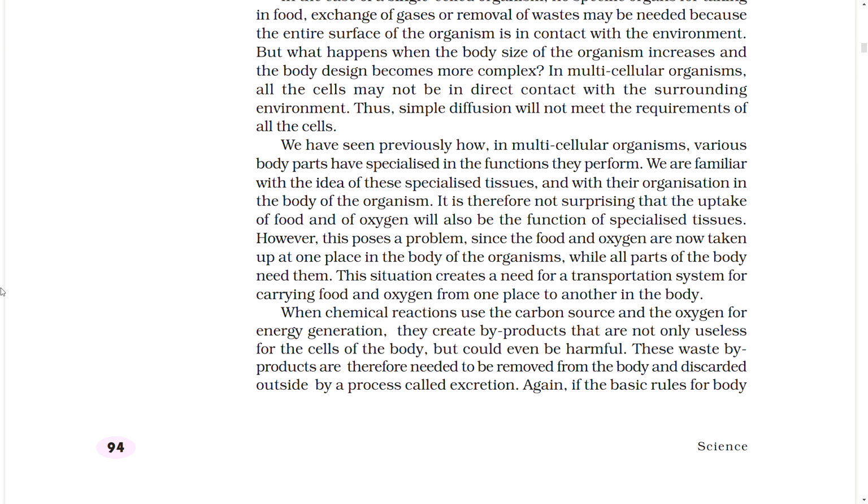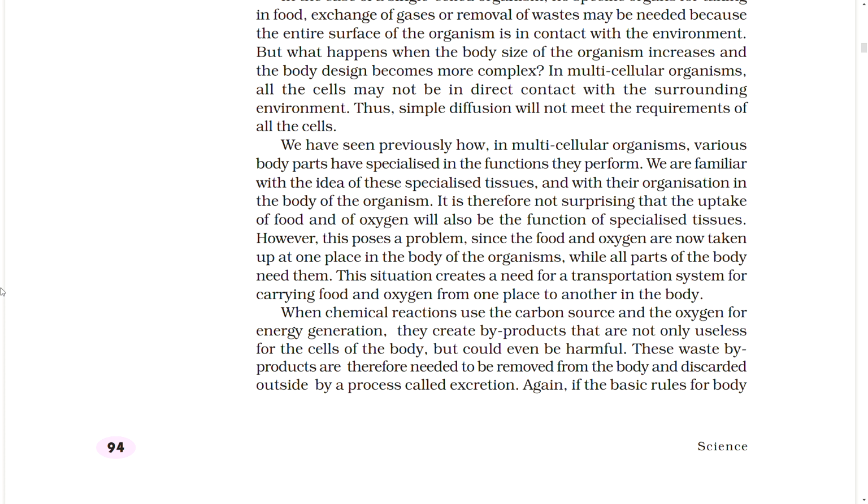We have seen previously how, in multicellular organisms, various body parts have specialized in the functions they perform. We are familiar with the idea of these specialized tissues and with their organization in the body of the organism. It is therefore not surprising that the uptake of food and of oxygen will also be the function of specialized tissues. However, this poses a problem since the food and oxygen are now taken up at one place in the body of the organism, while all parts of the body need them.